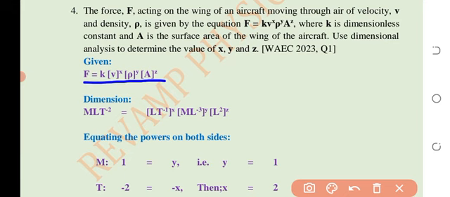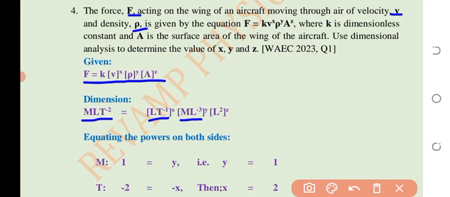So checking for the dimensions of everything, according to the question, F is a force, so the dimension of force is MLT raised to power minus 2. Now v, according to the question, is a velocity. The dimension of velocity is LT raised to power minus 1. And the rho in the question is representing density. The dimension of density is ML raised to minus 3. You can check the previous table.